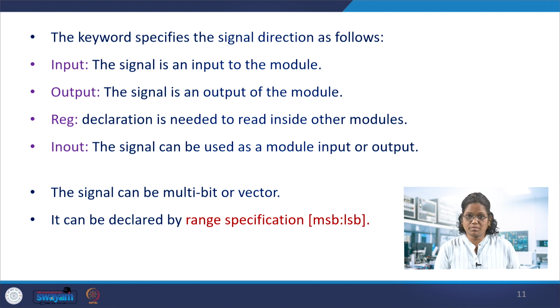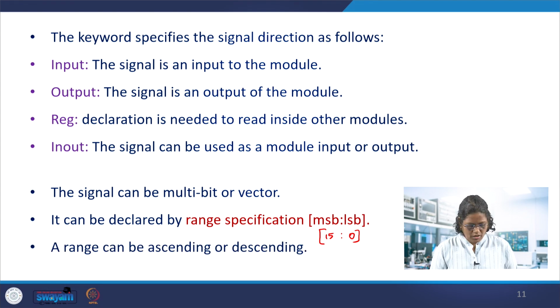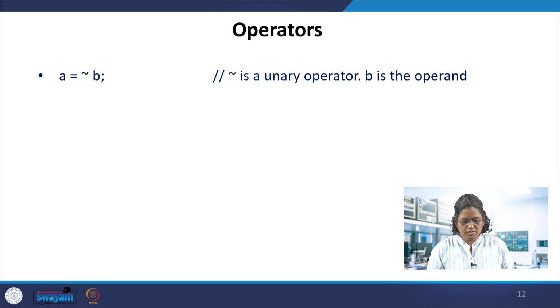The range of bits, as I said, is 8 bits or 16 bits. Suppose it is 0 colon 15, that is for a 16-bit multi-bit vector; the signal can be specified in this way. Now the range can be ascending or descending, as I said, this can be 15 to 0 or 0 to 15. Anyway, the operators, let us see in Verilog.